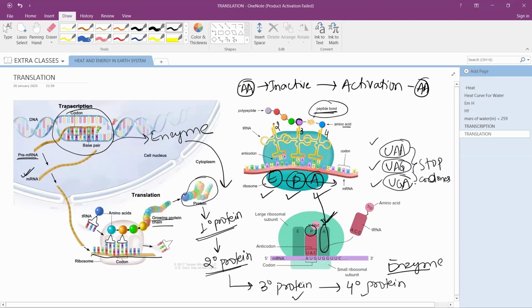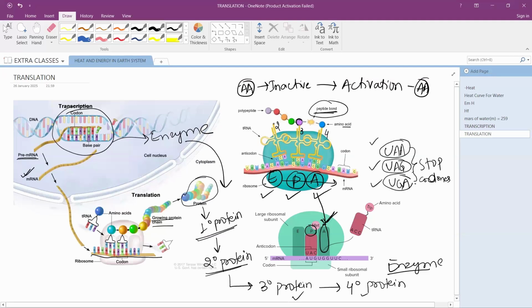Now, after the formation of the peptide bond, there is a step, that is termination. Translation ends when the ribosome reaches a stop codon, that is UAA, UAG, or UGA, and the polypeptide chain is released.